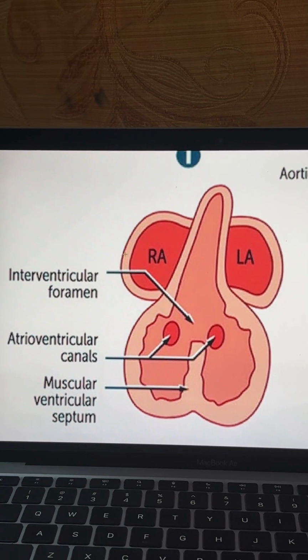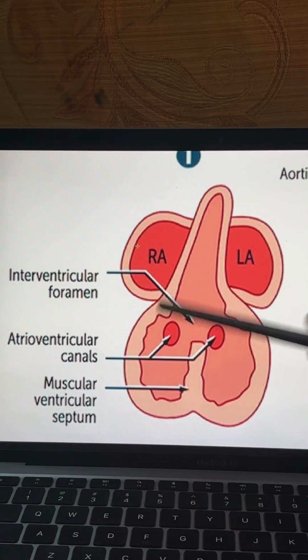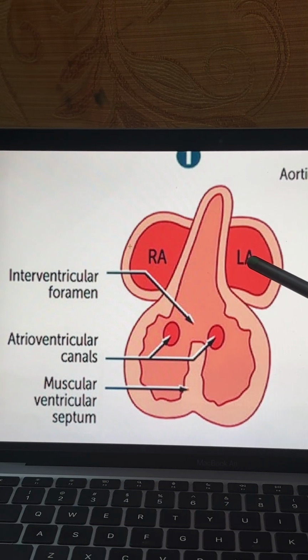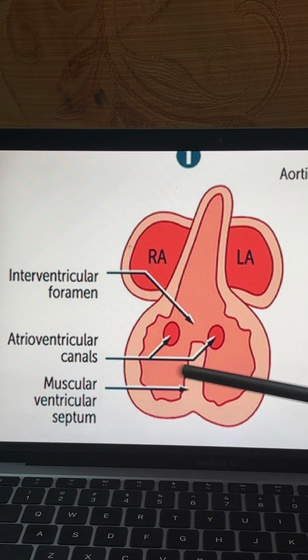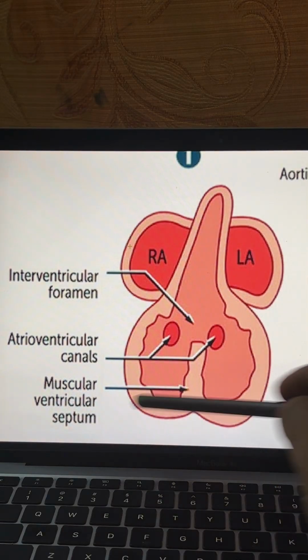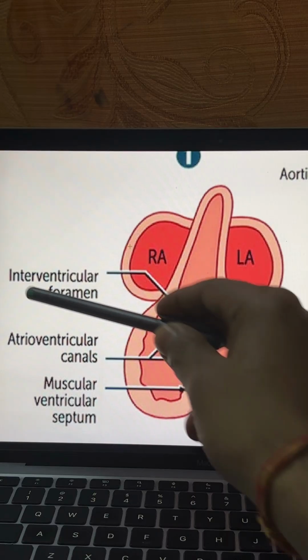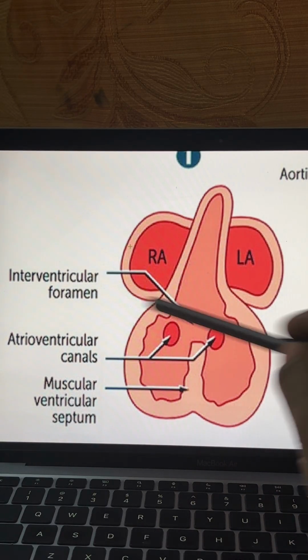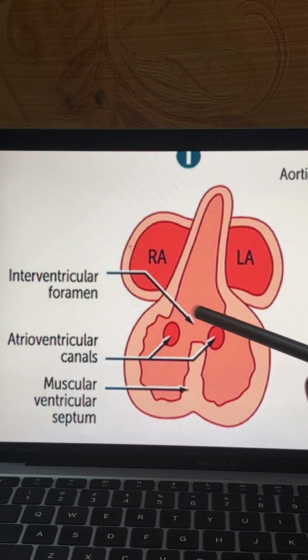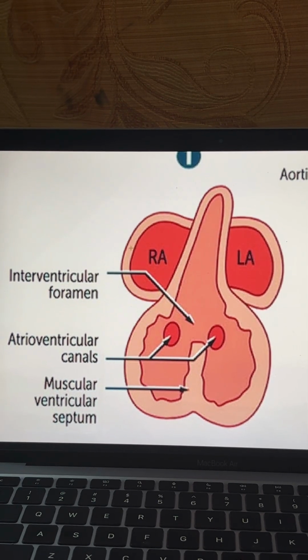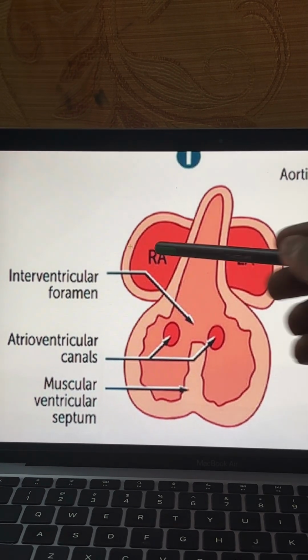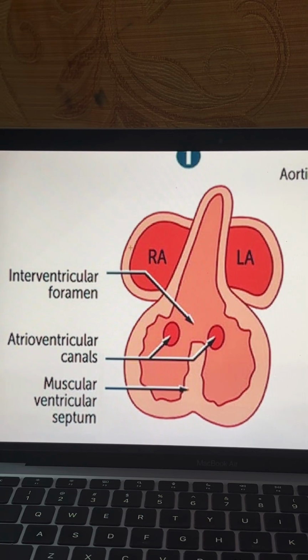So before moving forward in the lecture, let's understand this picture first. In this picture, we can see this is the right atrium, this is the left atrium, this is the right ventricle, and this is the left ventricle. This muscular part is the muscular ventricular septum, the septation between the two ventricles. But this part is open, there is no septation here. This is called the interventricular foramen. And these two are the atrioventricular canals, which are the communication, or passage, between the atrium and the ventricles, the upper chamber and lower chamber in the developing heart.